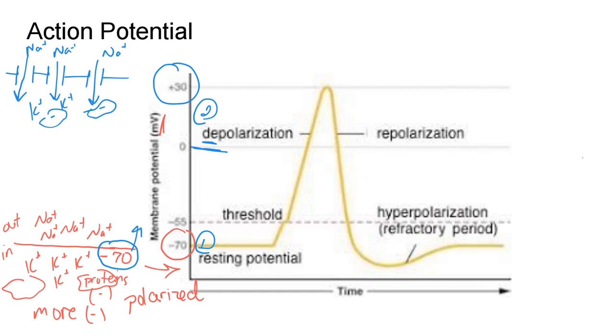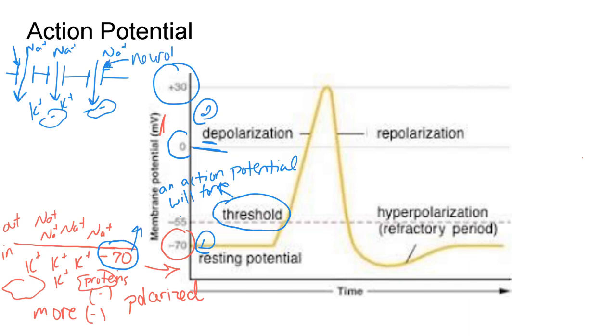When this depolarization happens, if it is strong enough, if enough sodium comes in to cross threshold, you see threshold down here, then an action potential will form. So maybe you only release enough neurotransmitter to open one sodium channel. Maybe then we don't reach threshold. We don't have enough sodium come in and change the charge enough. These channels here are opened by the neurotransmitter stimulus.